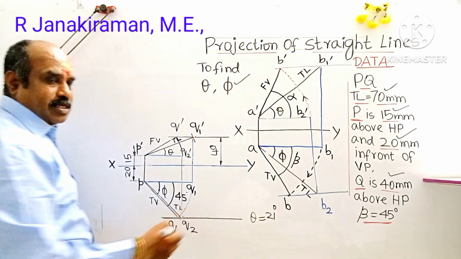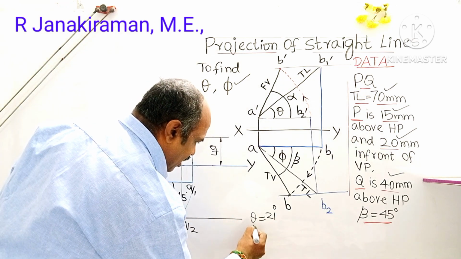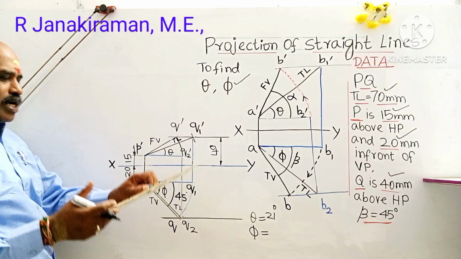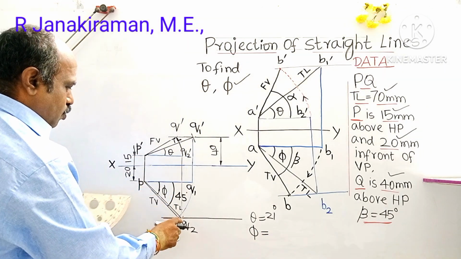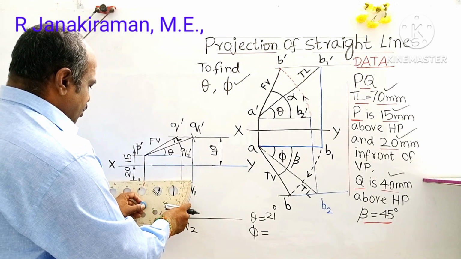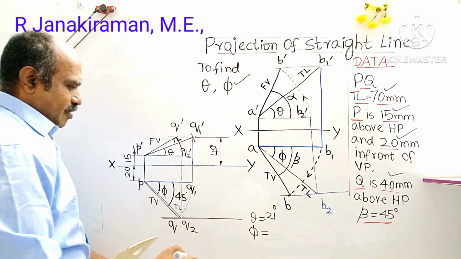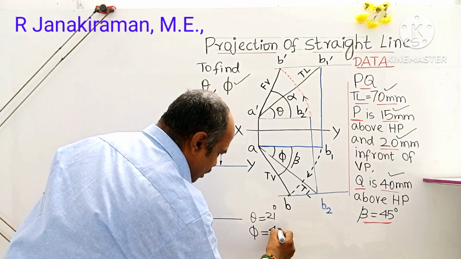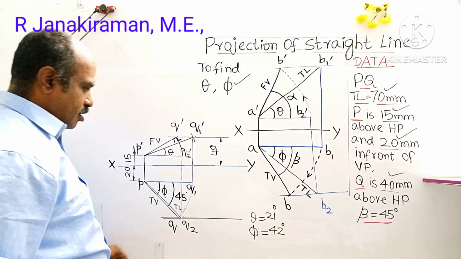True inclination with HP comes above the XY line, and the true inclination with VP is phi, that is the notation. So turn the protractor, with P dash as center of the protractor, and measure this angle PQ2. Read downward: 0, 10, 20, it comes to 42 degrees. This is the answer obtained. Put a box around your answer.